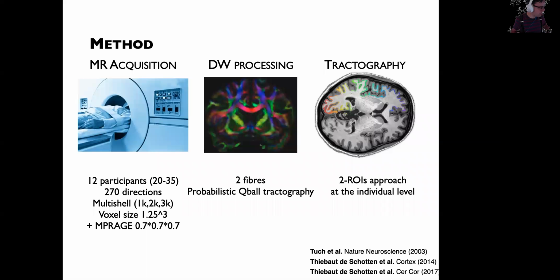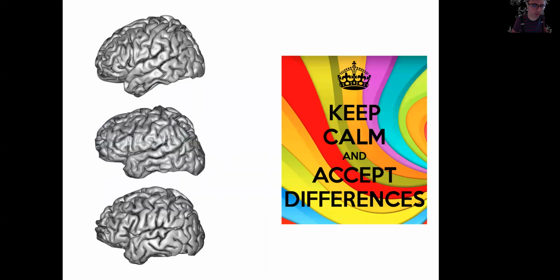So we did that using 2 data sets. We used the Human Connectome Project and the local data set, and we used probabilistic tractography and a very interesting method to define the boundary between the gray matter and the white matter. You'll find the details in the paper. And we did that at the individual level.